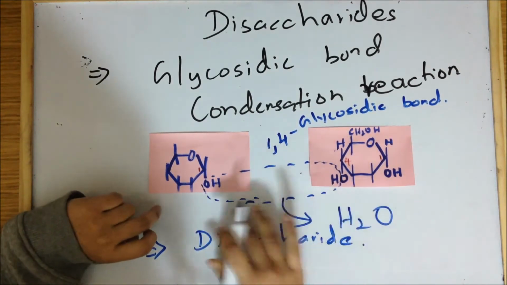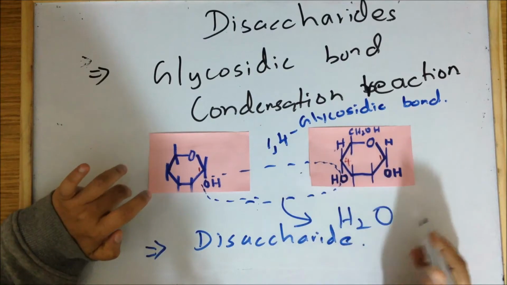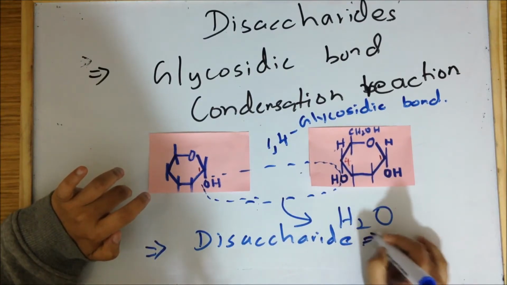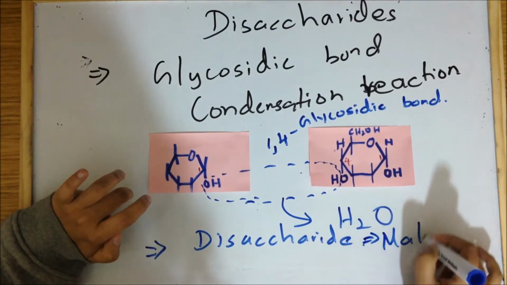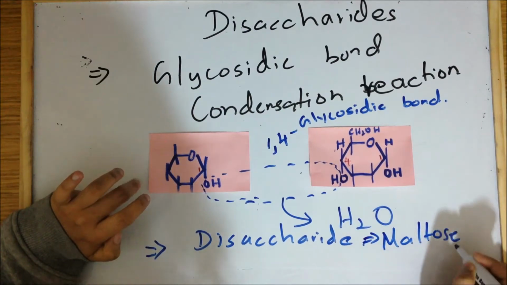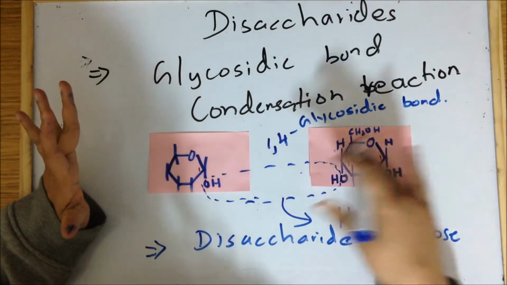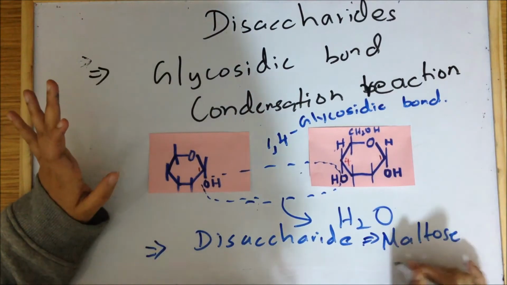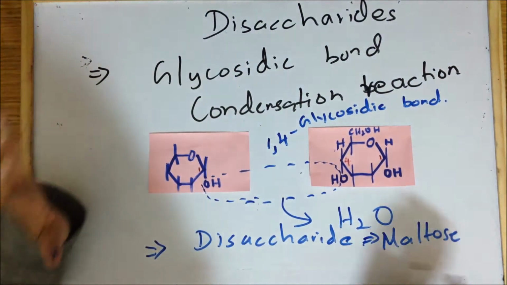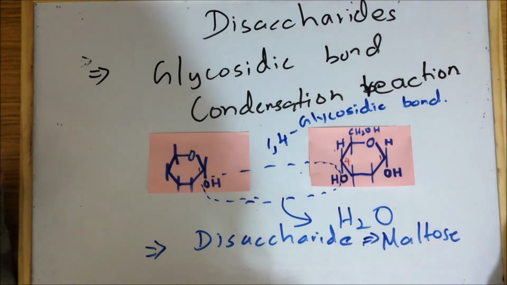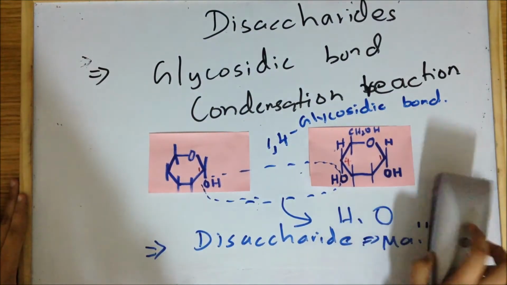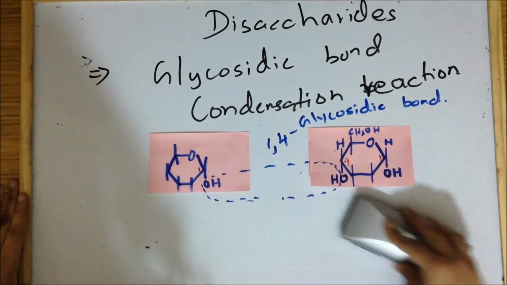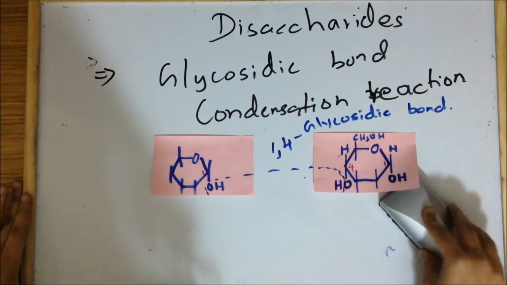Here, as these two molecules are glucose molecules, the disaccharide formed is maltose. If two glucose molecules bind together with a 1,4 glycosidic bond, the disaccharide formed is maltose. Okay, and there are several other disaccharides. You should know about the monosaccharides of those.